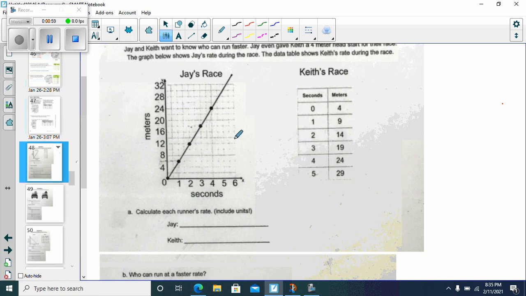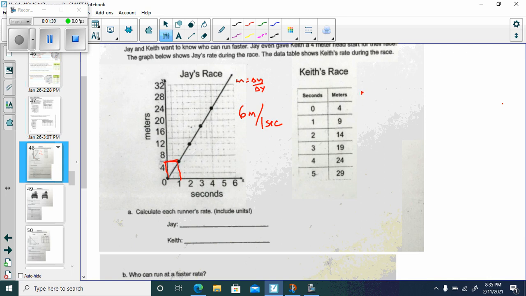So his rate would be, when you're talking about a rate, time's usually on the bottom. So what we're looking at is 6 meters per second. So Jay is running at a rate of 6 meters per 1 second, right? If we look at this right here, that's what this point says. Rise over run, up 6 over 1. 6 meters per 1 second. Remember, our rate is always changing y over changing x, so that would be rise over run.